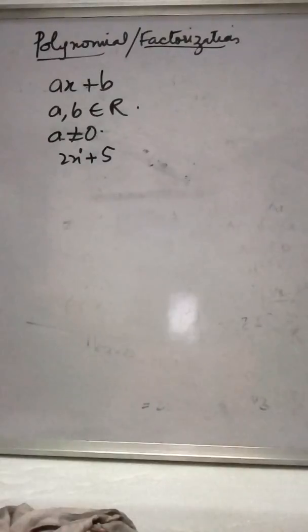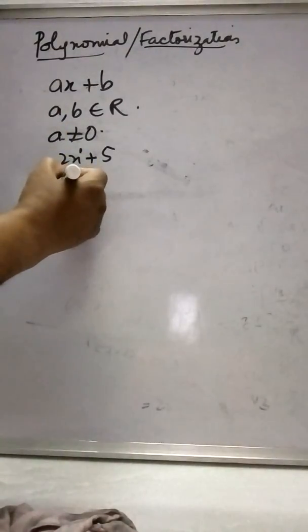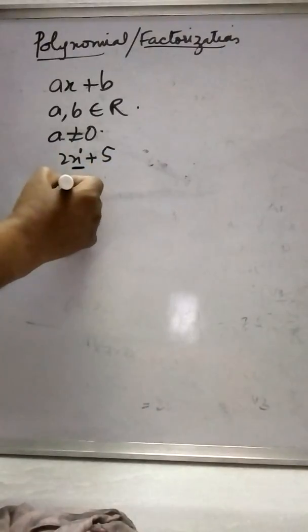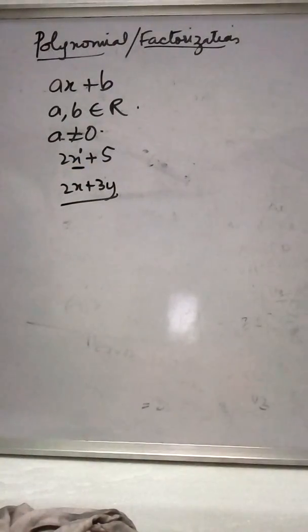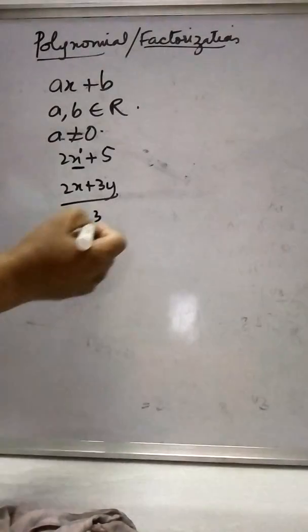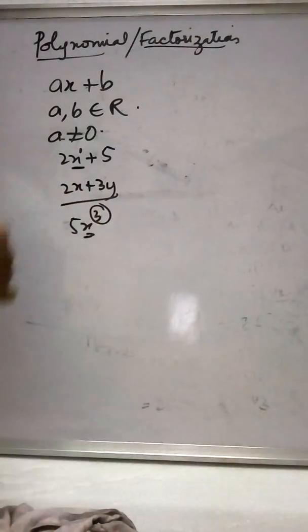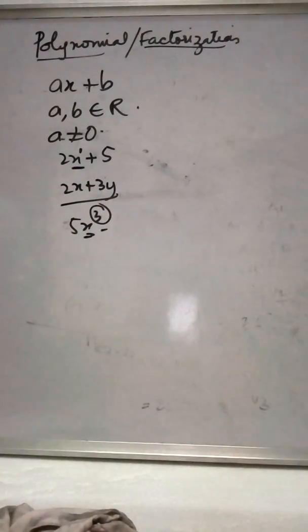So in a polynomial in one variable, this is the variable x. If I say 2x plus 3y, this is a polynomial in two variables. But when I say 5x cube, this is a polynomial in one variable. I'm not referring to the power. So whenever we have one variable, that polynomial is called a polynomial in one variable.